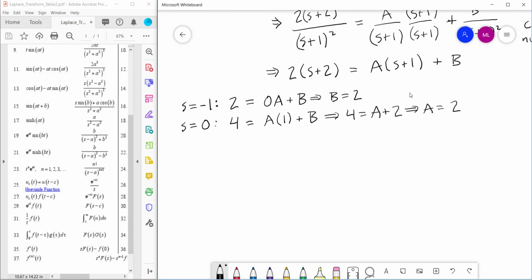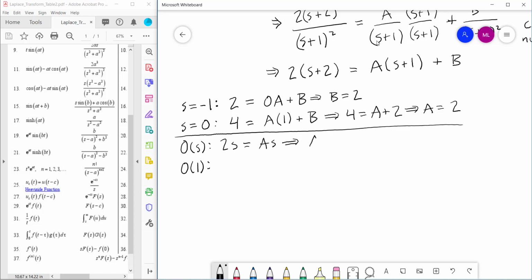And again, if we had preferred, we could have looked at the order s terms and the order 1 terms. So this would be an alternate method, not required. We don't need to do this. We've already got a and b, but let's just verify what it would look like if we'd done it this way instead. So I'd look at the order s terms, and what I would see is that on the left we get 2s, and on the right the only terms proportional to s are as, and that would tell us that a is equal to 2. And then we would look at the order 1 terms.